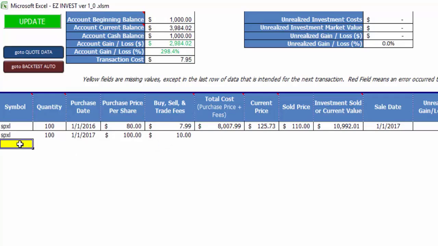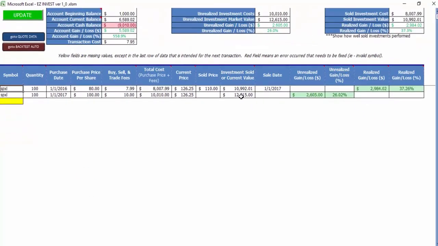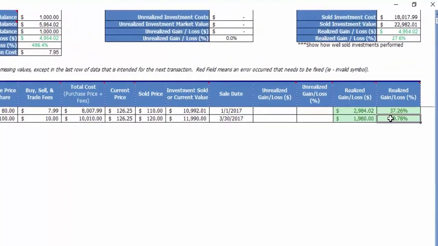Then it will highlight the next row in yellow if you want to add another field. If not, you click update. It will update currently where it's at. You're currently up 26% on it if you would still hold it. If you sold it, we'll say you sold it, it will tell you to enter this field because it turned yellow. And I'll update it automatically and it sold it.